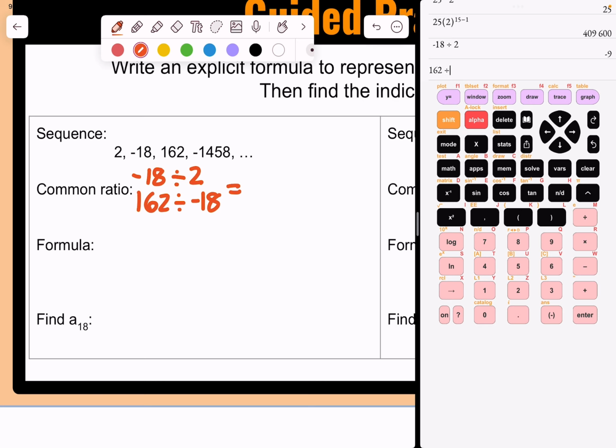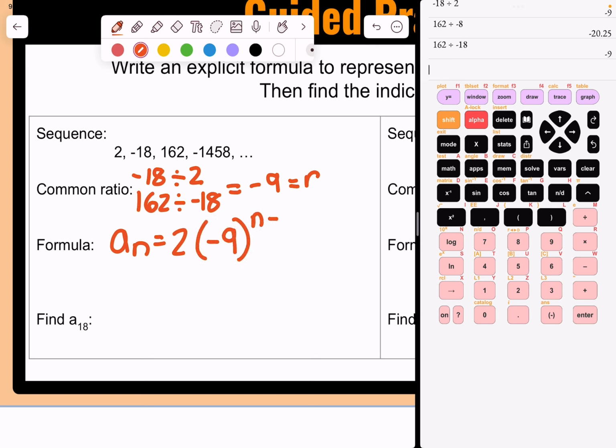162 divided by negative 18, I meant to say. We get negative 9. Our common ratio is negative 9. All right, our formula is AN equals our first term, which is 2. Then parentheses the common ratio, which is negative 9. And then we put N minus 1.